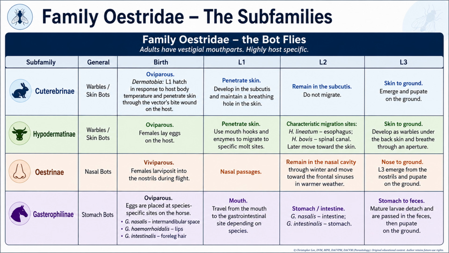Adults often have vestigial mouthparts, therefore they cannot eat. The larval stage is the clinically important stage. The family can be organized into 4 practical subfamilies. Cuterebrinae are the warbles or skin bots.